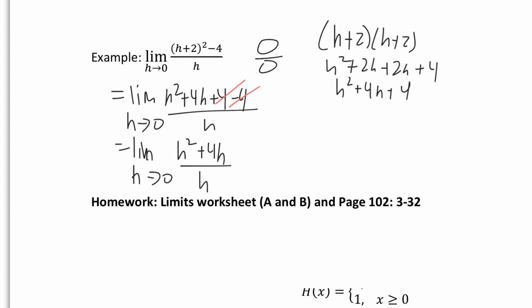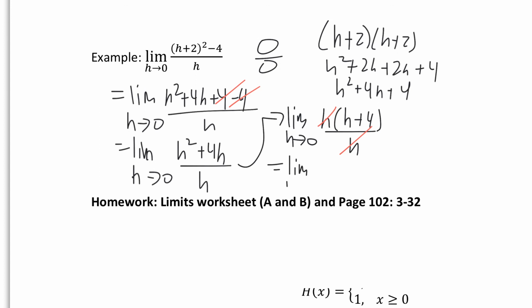Now we can't plug it in yet because if we did, well, this would give me 0 plus 0 over 0. That's still 0 over 0. But we could go ahead and factor out an h from the top. That'll give me a limit h approaches 0 of h times h plus 4. We could cancel out those h's, which will just leave us with the limit h approaches 0 of h plus 4, which is 0 plus 4 or 4. There we go, another limit successfully completed, and of course using those skills from pre-calculus.